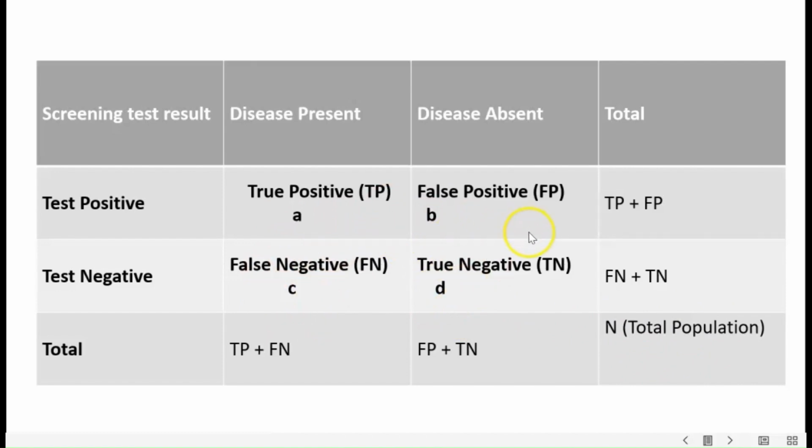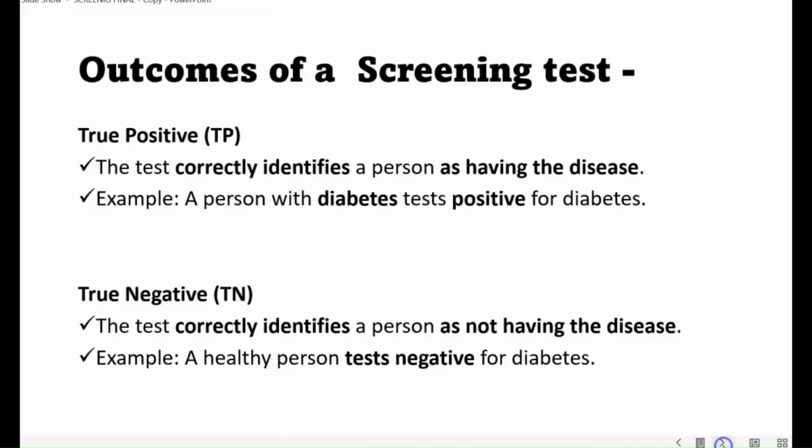Now we will understand these terms one by one. There can be 4 outcomes of a screening test. The first scenario may be true positive. It means the test correctly identifies a person who has the disease. For example, a person who has diabetes will also test positive in screening. Next comes the true negative. It means the test correctly identifies a person as not having the disease. For example, a healthy person tests negative for diabetes.